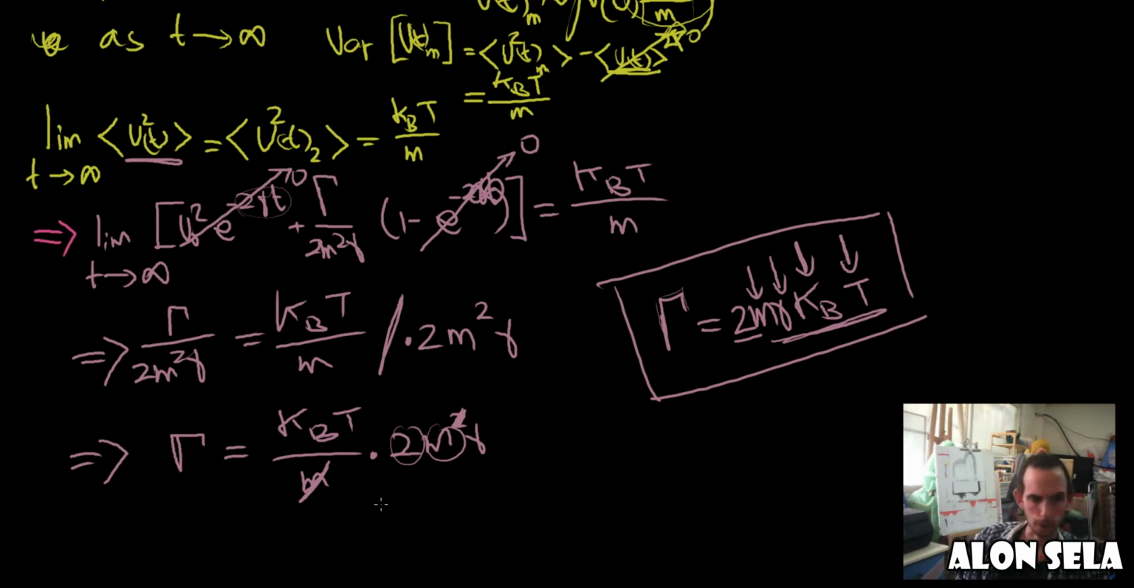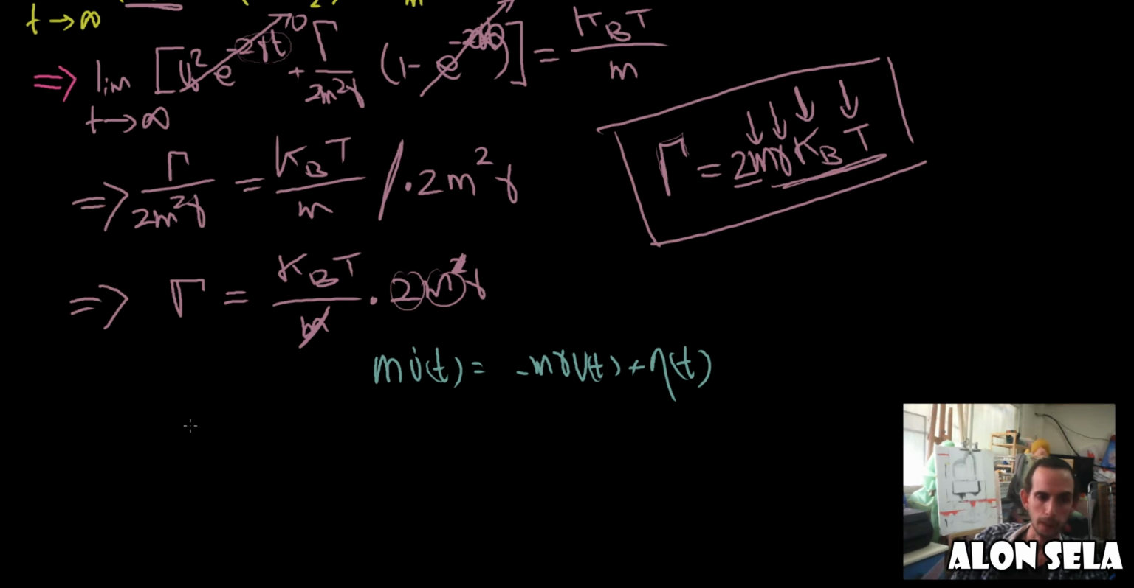if we want that this process, m v dot is equal to minus m gamma v plus eta, which is the Langevin equation, if we want the Langevin equation for a particle's velocity to be consistent with the Maxwell distribution, we must demand that, as we saw, let's write just one more thing.